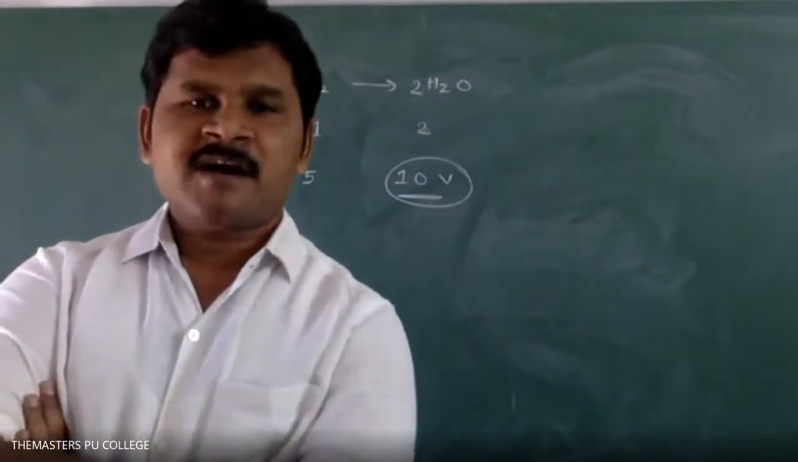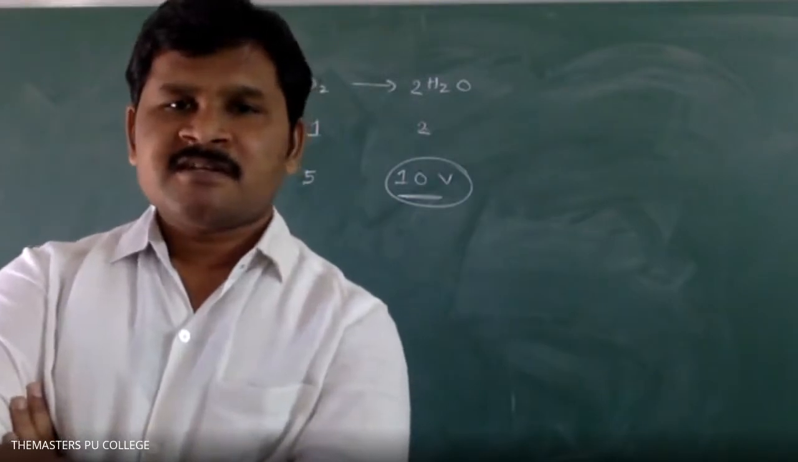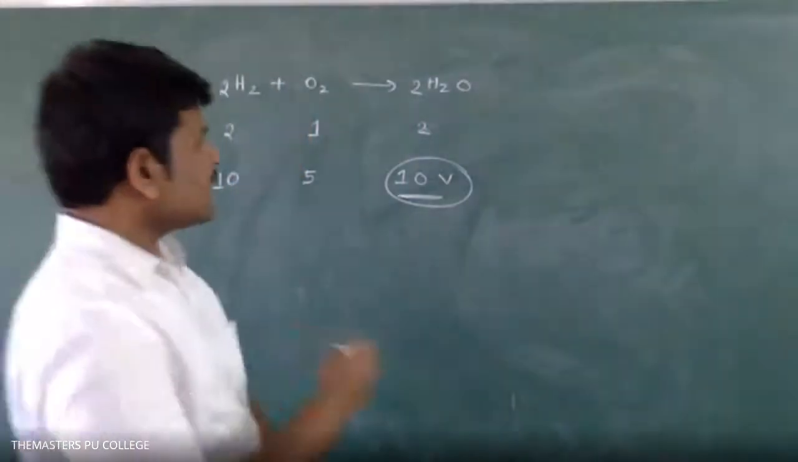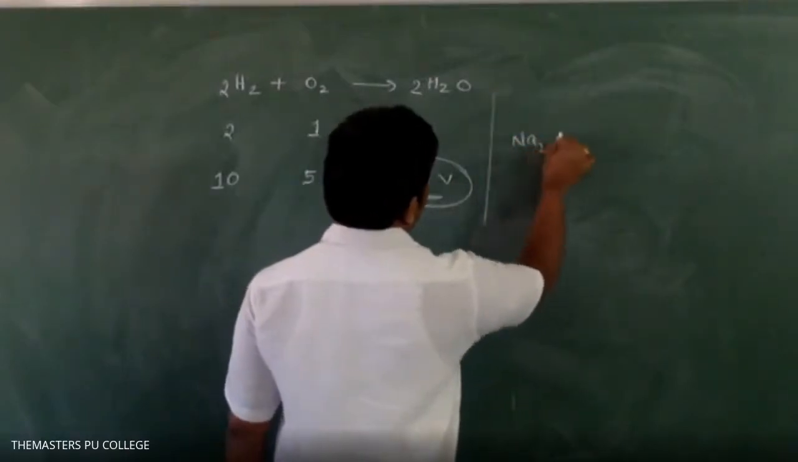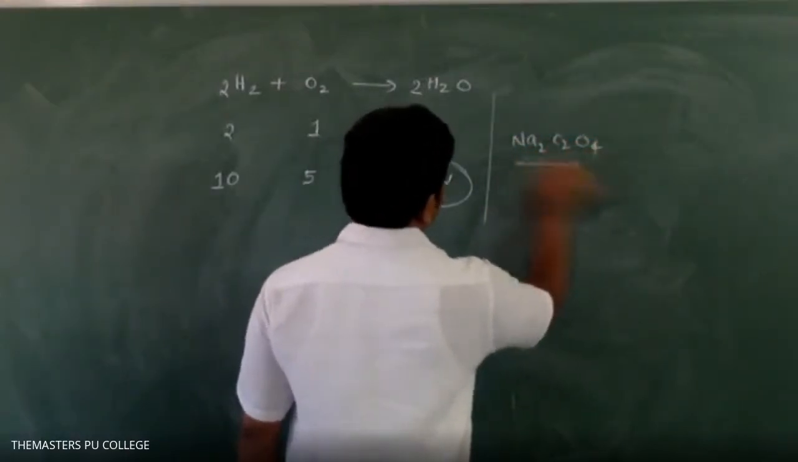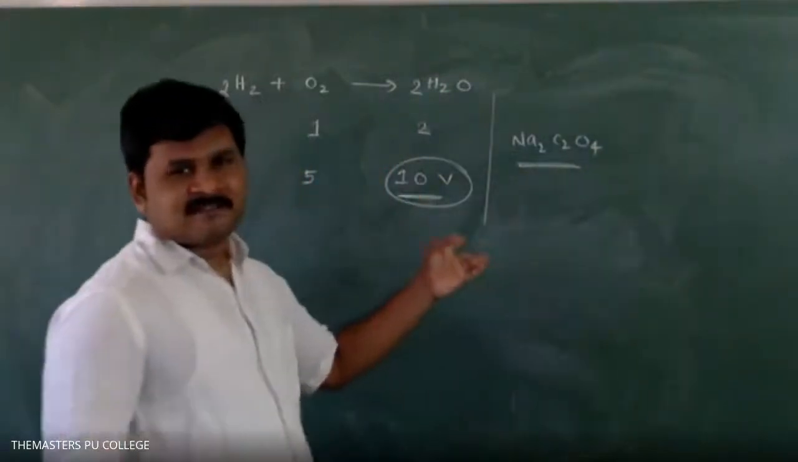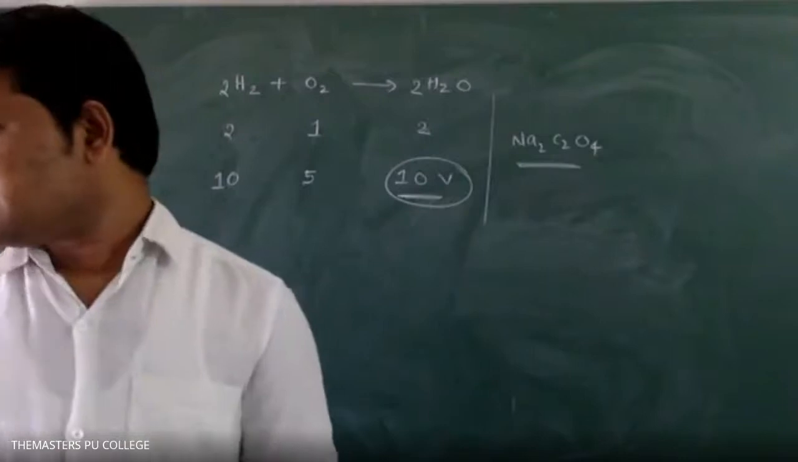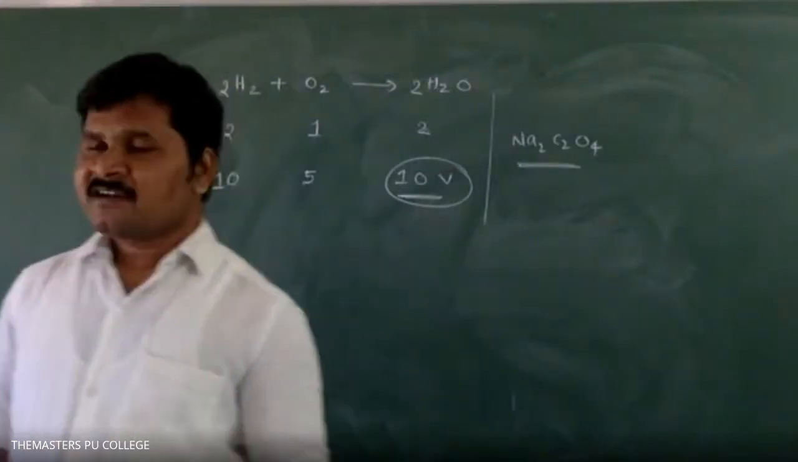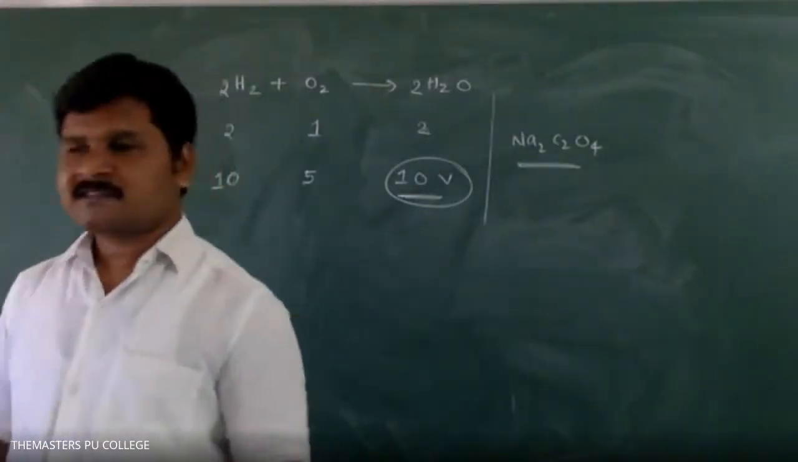Next, the molecular weight of sodium oxalate. You have to calculate it. Sodium oxalate means the formula Na2C2O4. So calculate the molecular weight of Na2C2O4. Please apply the molarity formula and say the answer.